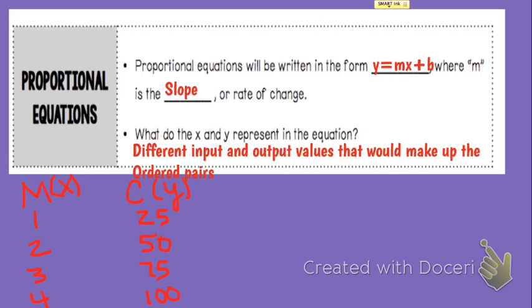If we went 4 months, we paid $100. Well, how did I get that? Well, I'm basically saying my slope times the number of months. That gives me $25. Okay? So your different input and output values is your x and your y. And that also makes up the ordered pairs.